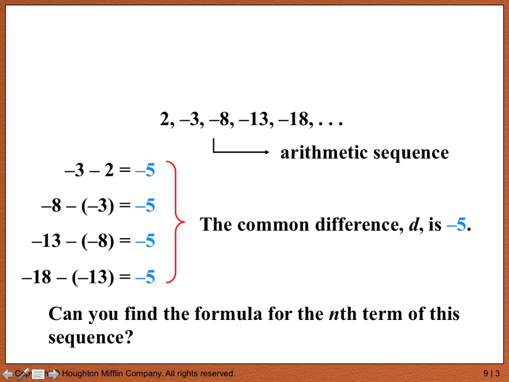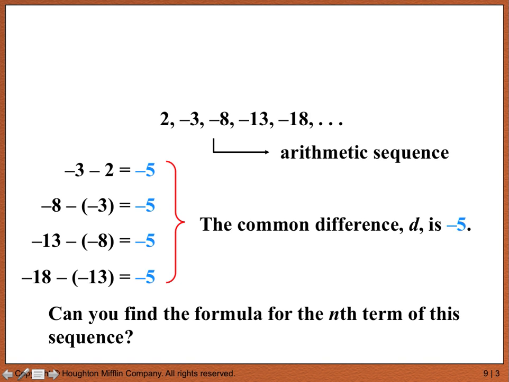Like, for example, here n is 1, value of the term is 2. Here n is 2, value of the term is negative 3. Here n is 3, value of the term is negative 5. Alright, your answer, of course, is going to have something to do with the common difference, negative 5. But I want you to try to figure this out on your own. What do you have to do to each n in order to get the value of the desired term?